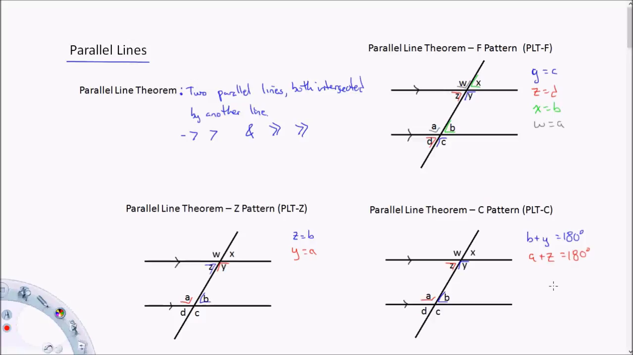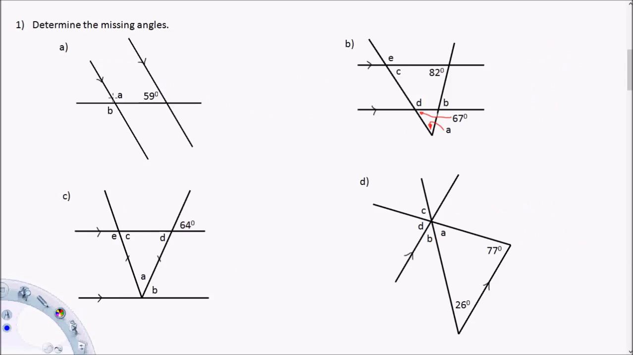Now let's look at some questions. Question 1 says, determine the missing angle. So for part A, we can right away see that there's a C pattern right in here, with angle A and this angle 59 degrees. So we know that A plus 59 degrees is equal to 180 degrees because of PLT-C. So if we subtract 59 from both sides, we find that A would be equal to 180 minus 59. So A is equal to 121 degrees.